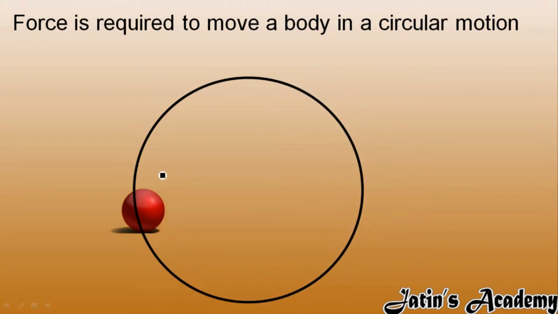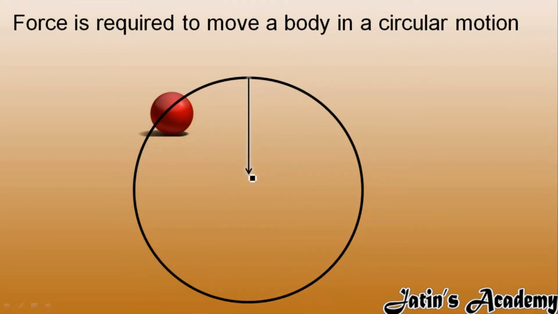It means that we have to apply a continuous force on a body so that the body will change its direction. So this force which is required to make the body move in a circular motion is called centripetal force. We will see this concept now. In case of centripetal force, the centripetal force is acting toward the center of a circular path. So this is called centripetal force.